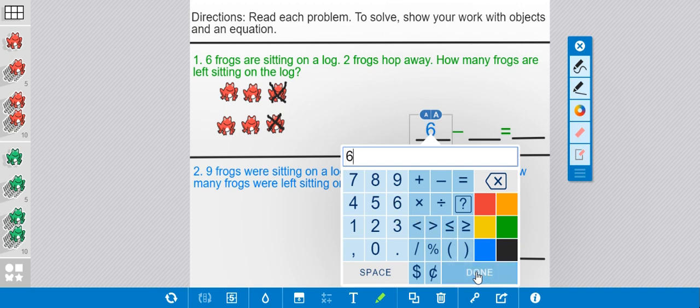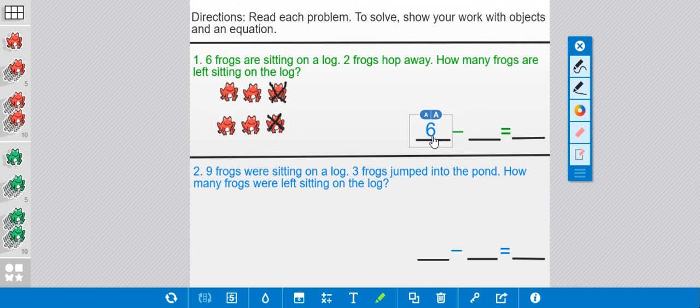So then I click 6, and then click done. Oh, and it's sitting on my line very nicely. So 6, and then we're going to take away some frogs. So we know that 2 frogs hopped away, and I'm showing that right here. I have 2 X's on 2 frogs. So the 2 represents the 2 frogs that hopped away.